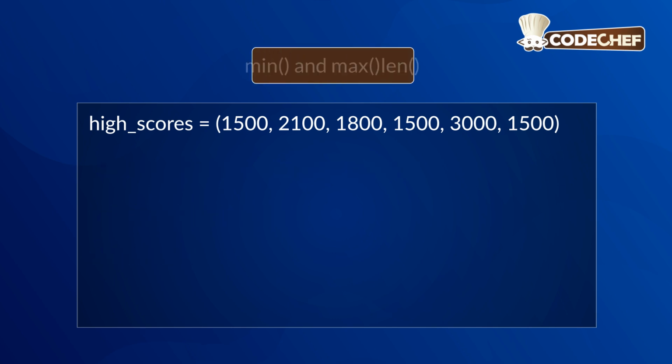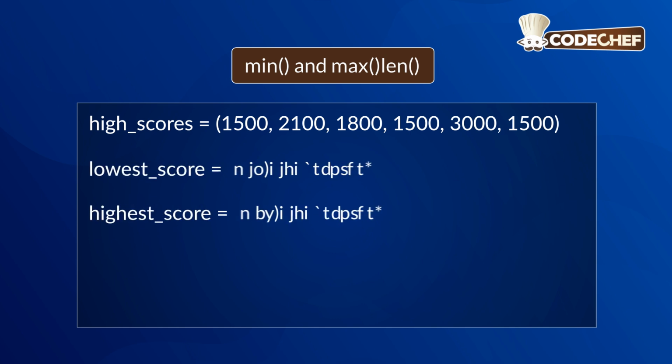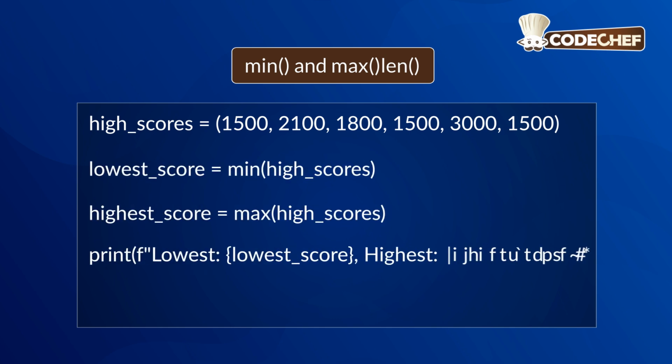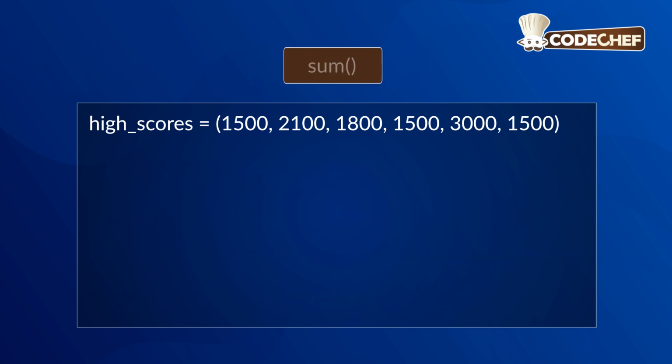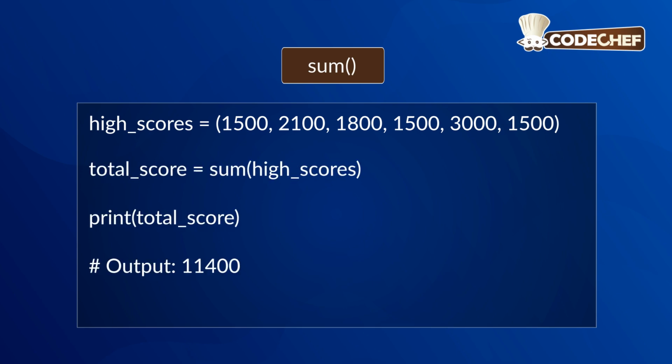The min and max functions quickly find the lowest and highest scores for us. We simply pass our tuple into each function to get the respective minimum and maximum values, which are then printed. And finally, we can use the sum function to get the total sum of all the scores.